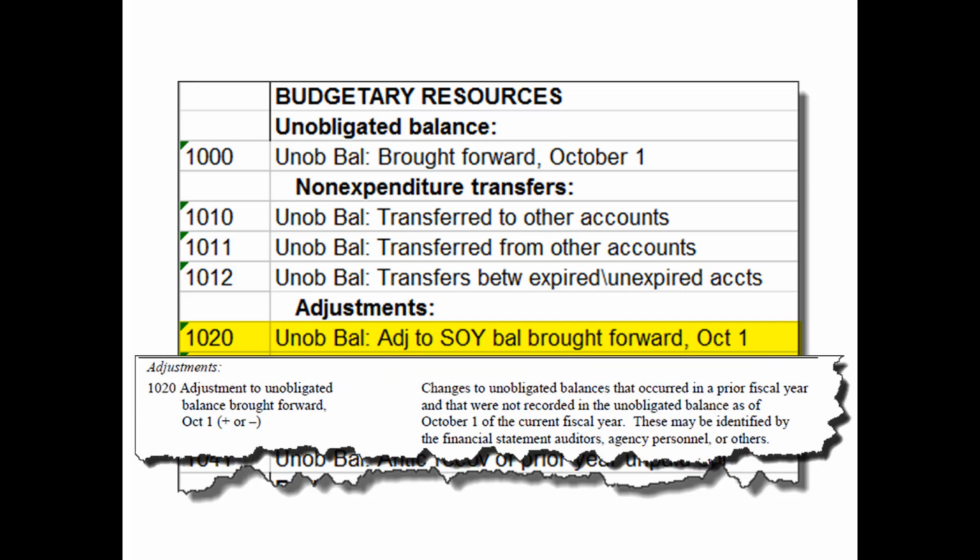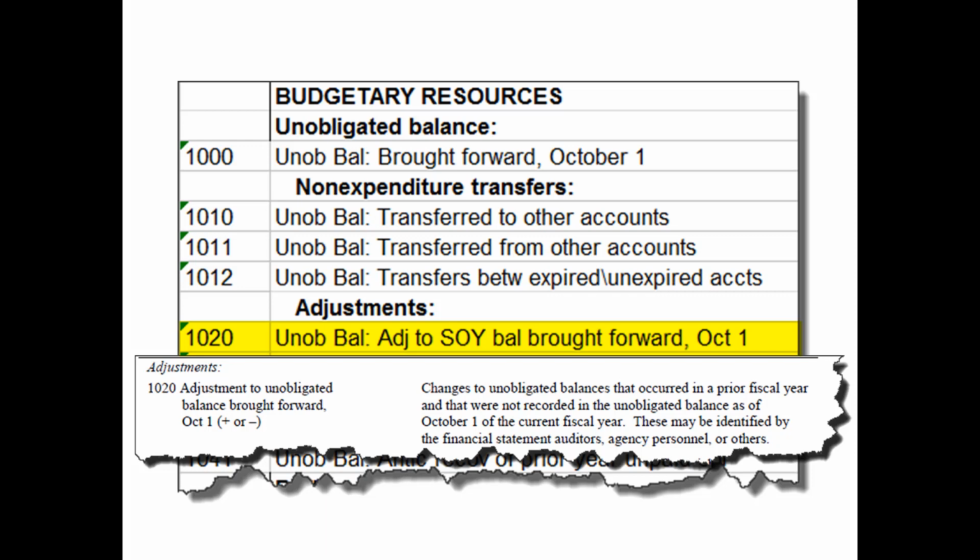It's defined as changes to unobligated balances that occurred in a prior fiscal year and that were not recorded in the unobligated balance as of October 1 of the current fiscal year. For example, if you discovered that a contract had been obligated, but it did not get into the accounting system before the books were closed, you would reflect a downward adjustment on line 1020, thereby reducing the unobligated balance brought forward by that obligated amount. If you thought something had been obligated but discovered after the end of the fiscal year that it had not, you would reflect an upward adjustment on line 1020.